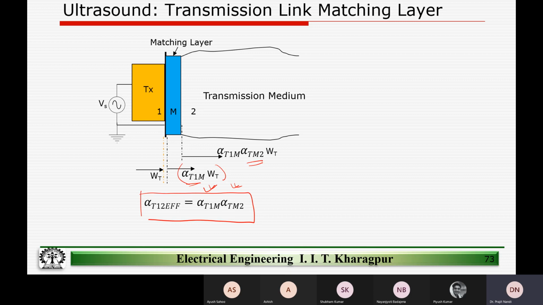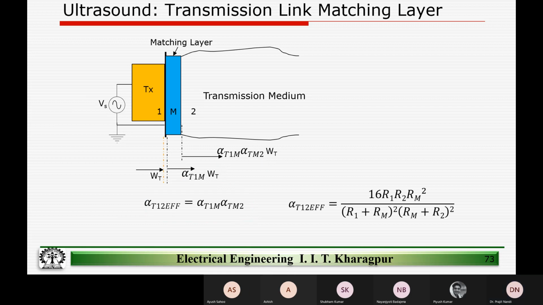So this is clear, right? A straightforward thing. And so this kind of tells us why this matching layer is being put. That's what we are actually trying to understand, right? So effectively, the effective transmission coefficient from medium 1 to medium 2 is given by this, right?